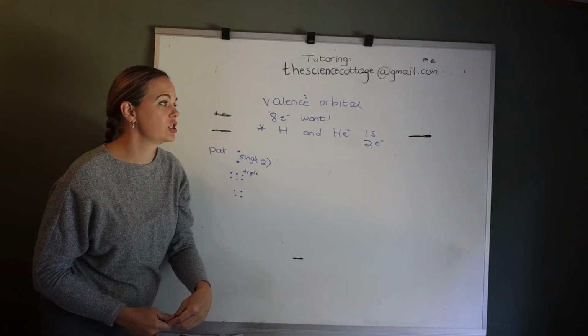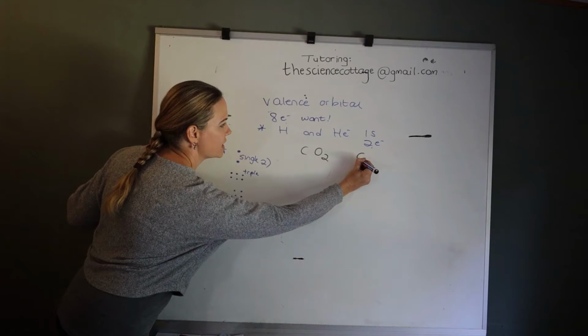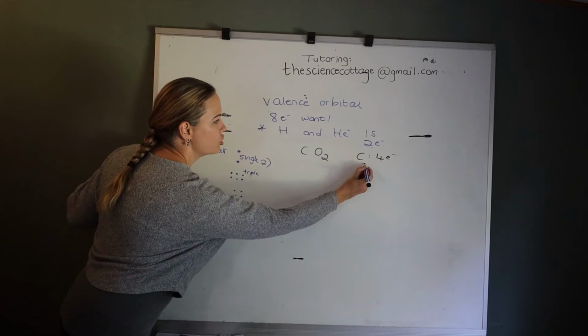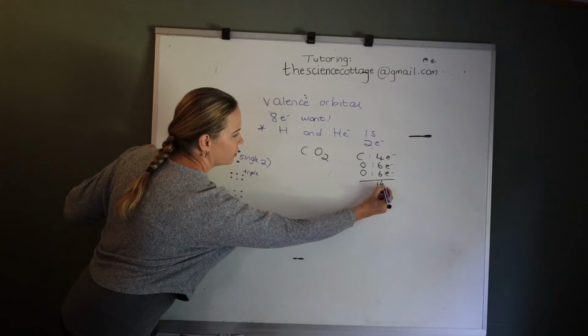Next example, carbon dioxide. Following the steps, first add the valence electrons available for each of those atoms. Carbon is in group 4, so it's got 4 valence electrons. There are two oxygens. Each of them will have 6 valence electrons because they are in group 6. So we're only allowed to use 16 electrons, no more, no less.